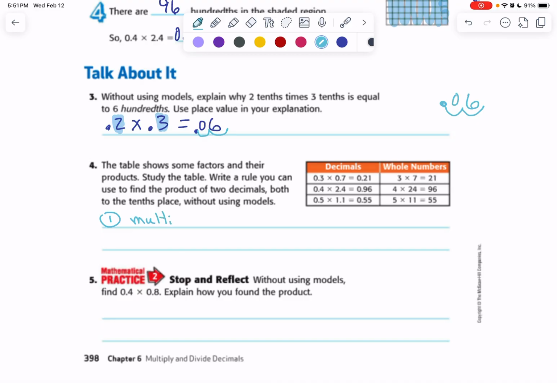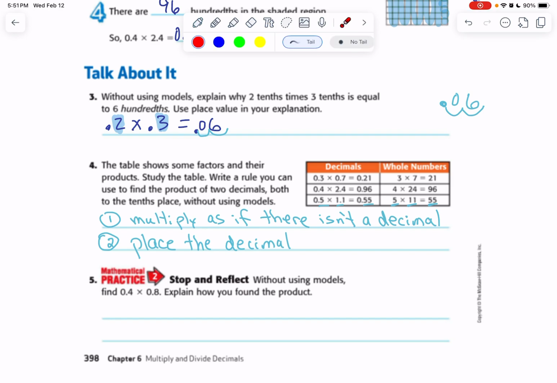Okay? So, rule, first step, multiply as if there isn't a decimal. Okay? So here, 5 times 1.1 is 55, and 5 times 11 is also 55, so we can use that rule. So then our second step would be to place the decimal. Go back and see where the decimal, place the decimal. And we do that how? By figuring out how many digits are to the right of a decimal in the factors.